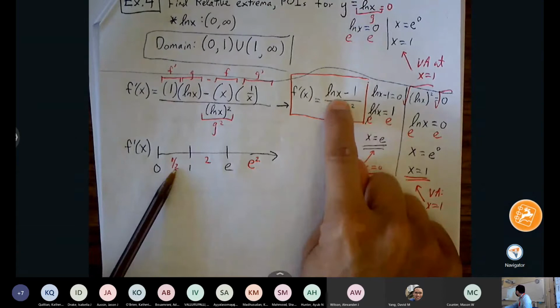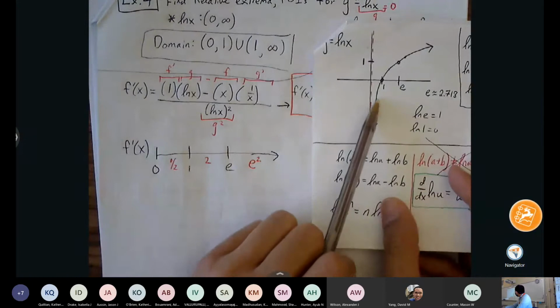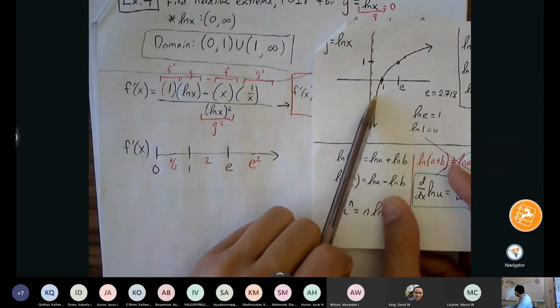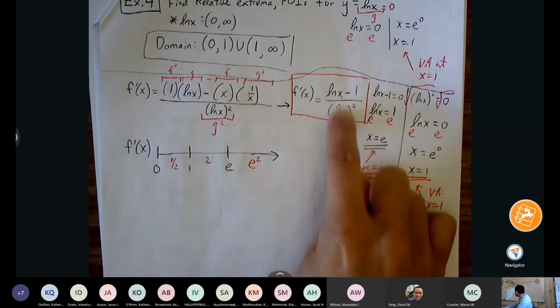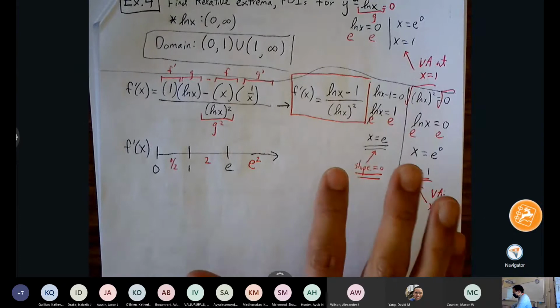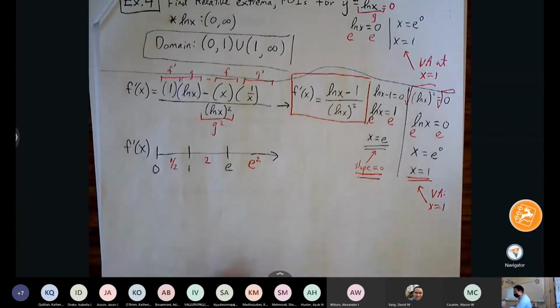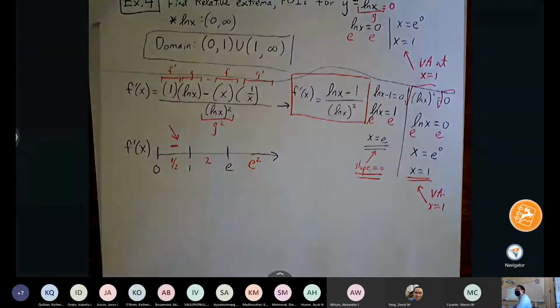So 1/2 goes in for x. Natural log of 1/2, right? You can use your calculator, but just by some properties, I know natural log of 1/2 is going to land here. I know it's a negative, maybe negative 0.5. So negative 0.5 minus 1 is still negative. The benefit there is the denominator is squared, so your denominator is always positive. So negative over a positive is going to be negative. I know my graph is going to be decreasing.